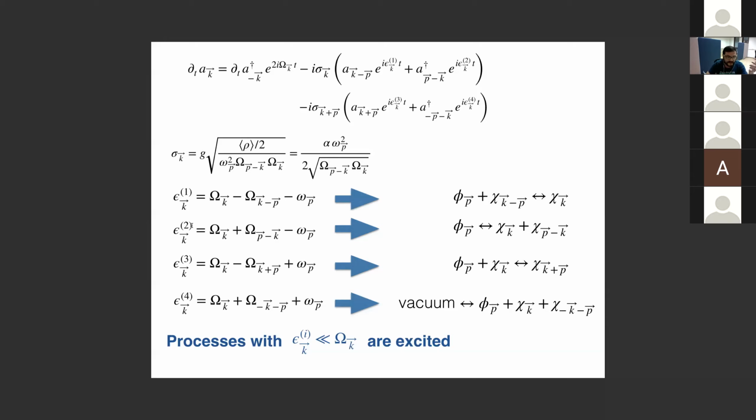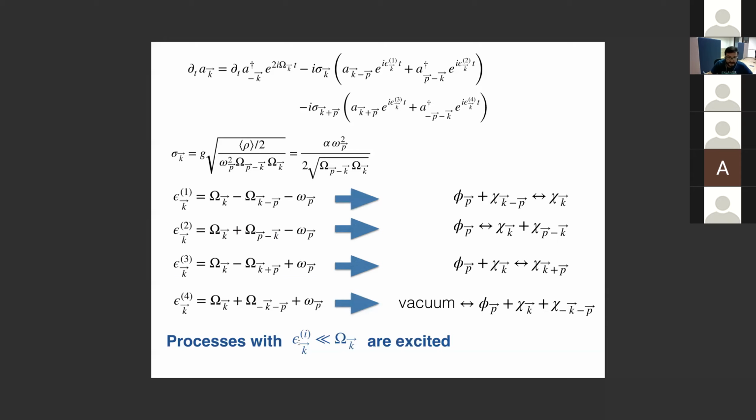Epsilon2 corresponds to the case we are concerned with, where the field decays into a chi with momentum k and another with momentum p minus k. Then, of course, epsilon4 doesn't make any sense because it's like particles produced from nothing. It is always big, and it never approaches 0. Then there is no resonance here. But okay.